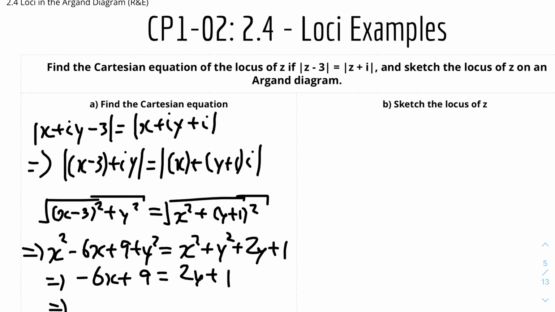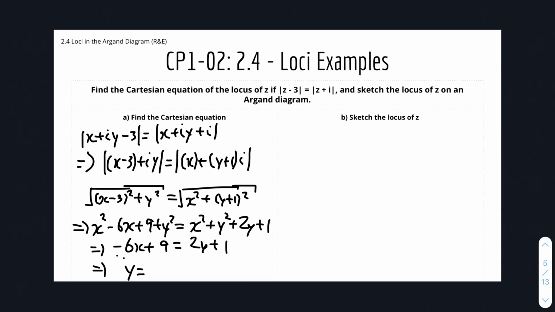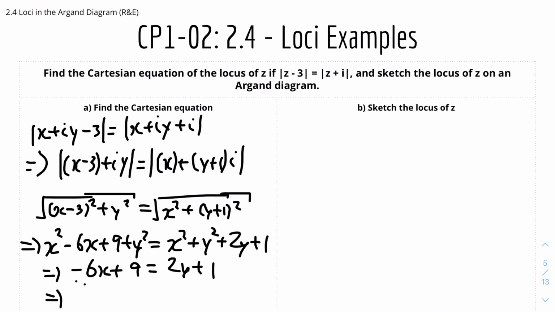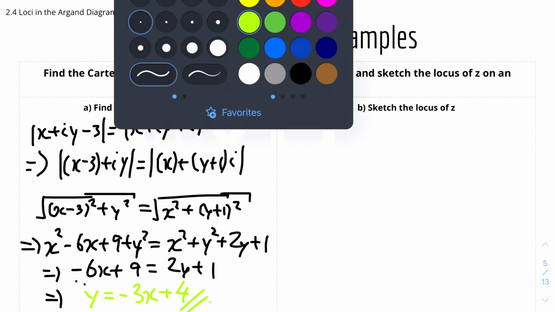Therefore, we can rearrange it to get into the form of y equals mx plus c. So it will be minus 6x plus 8 equals 2y. Therefore, y equals minus 3x plus 4. It's a bit of a jump here, but what I did was subtract 1 on both sides, so it gets minus 6x plus 8 equals 2y, and divide everything by 2. And sketch the locus of z.